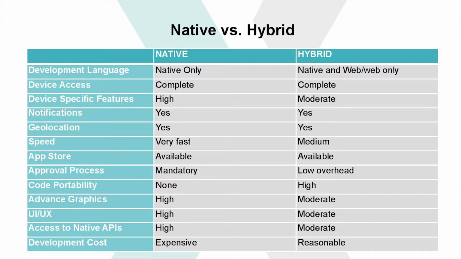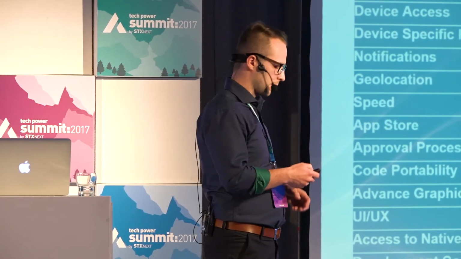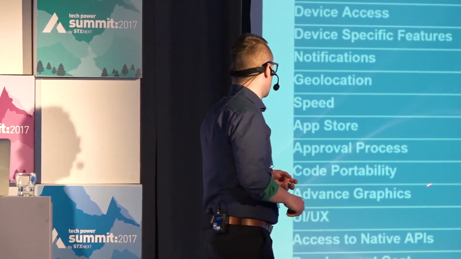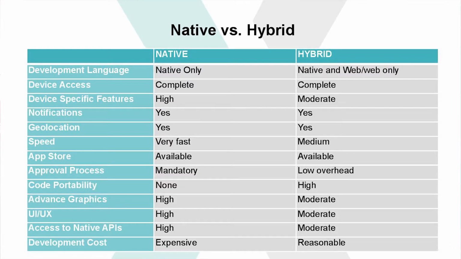Approval process, it's mandatory, and here is a low overhead, because Apple can block and reject our application because of the content which we are providing. So if we just have the web view in the application, we can provide any content there, and they are not sure what we can display there, so sometimes our apps are rejected. Code portability, we cannot, but in a hybrid solution we can move it between the platforms.